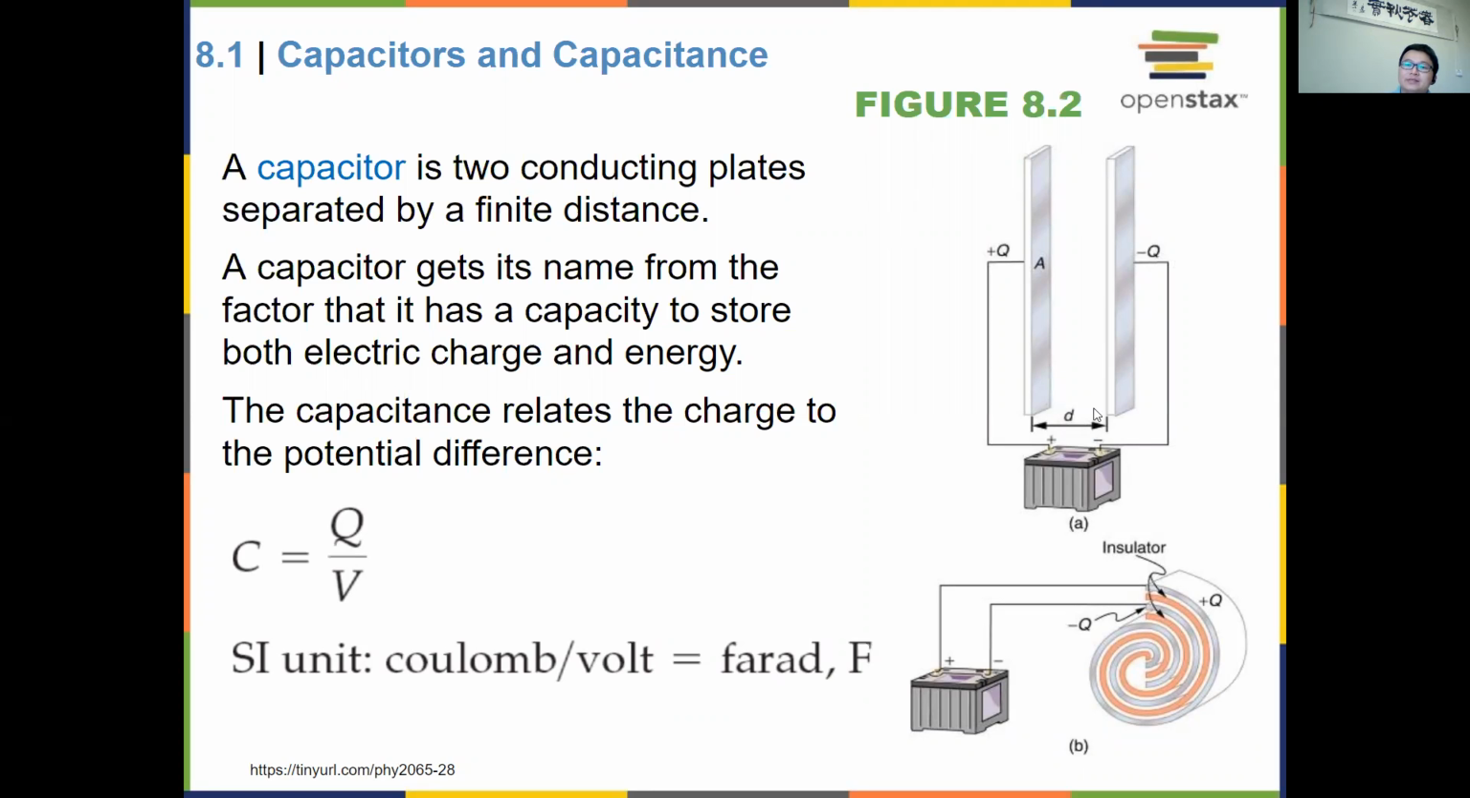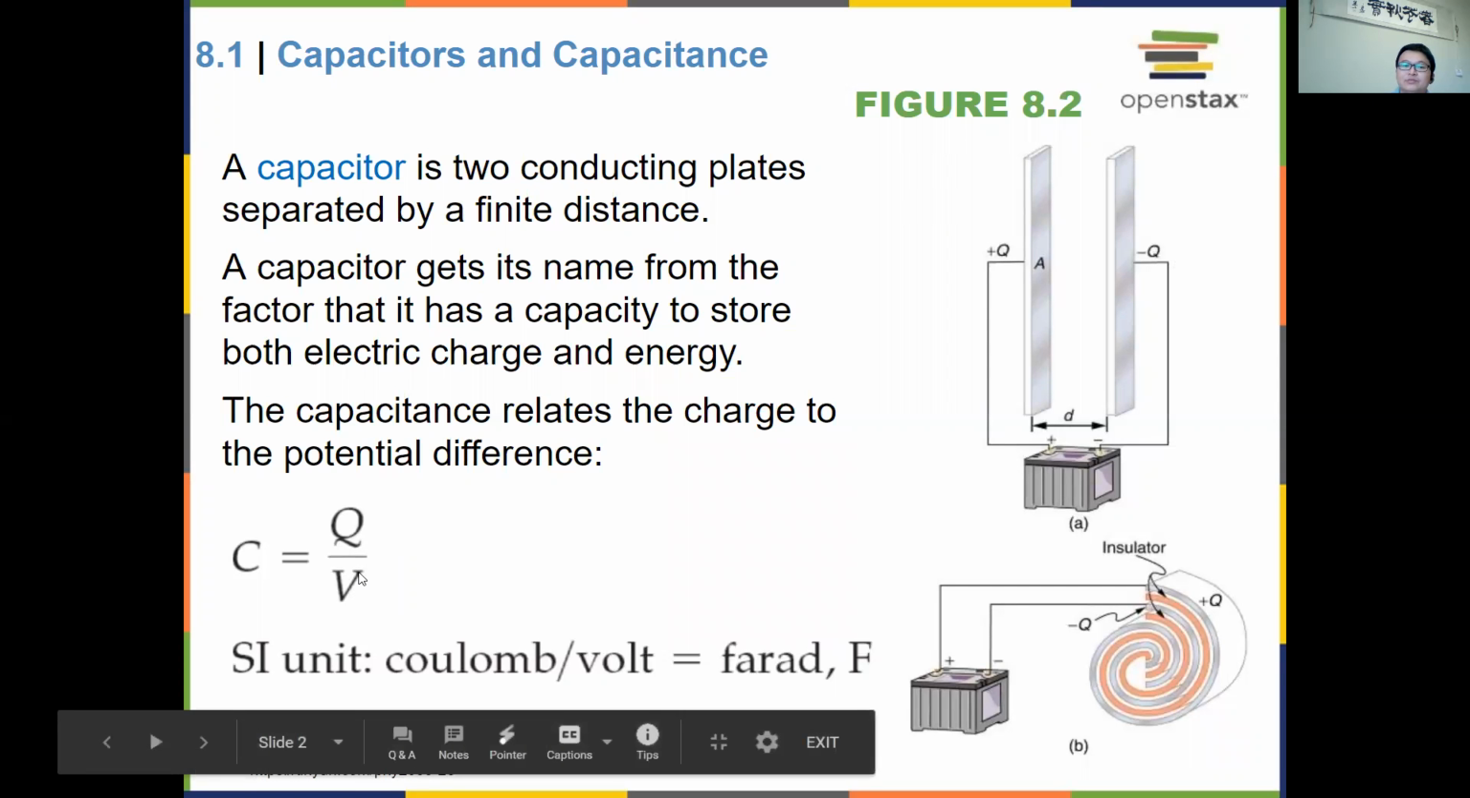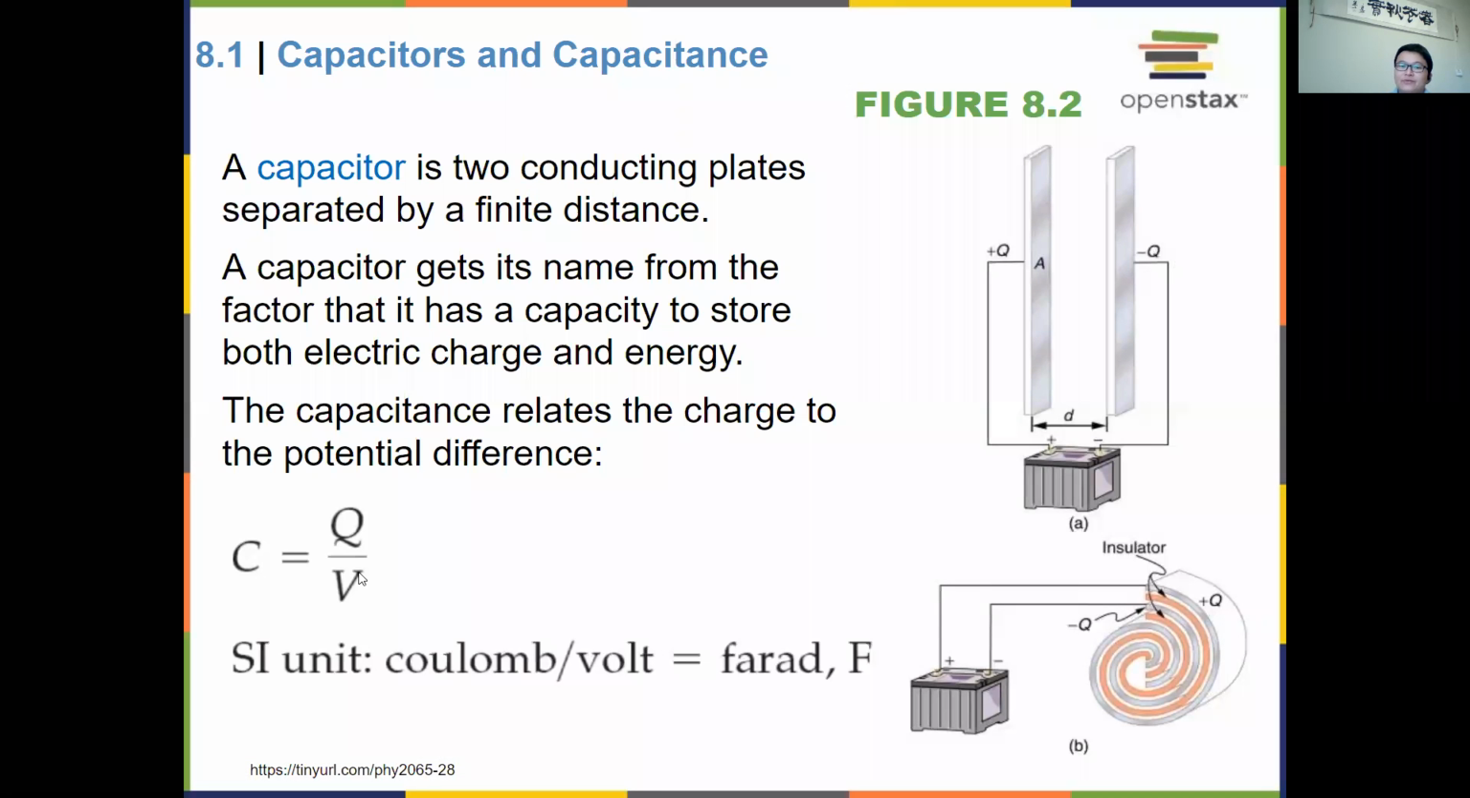You can power the capacitor by charging it. Okay, so then charge and potential will be built across the two plates. The capacitance of a capacitor is equal to the charge you can build up divided by the electric potential established. Okay, so that has an SI unit of farad, F.